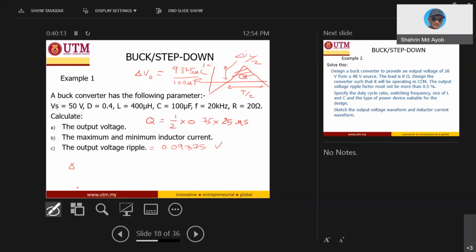Kalau saya, if I add one more question, ripple factors. Ripple factors is actually delta V out over your V out. Itu saja. Ripple factors. Delta V out you have already obtained, 0.09375, just over your V out which is 20 volt. You dapatlah you punya ripple factors. Berapa?